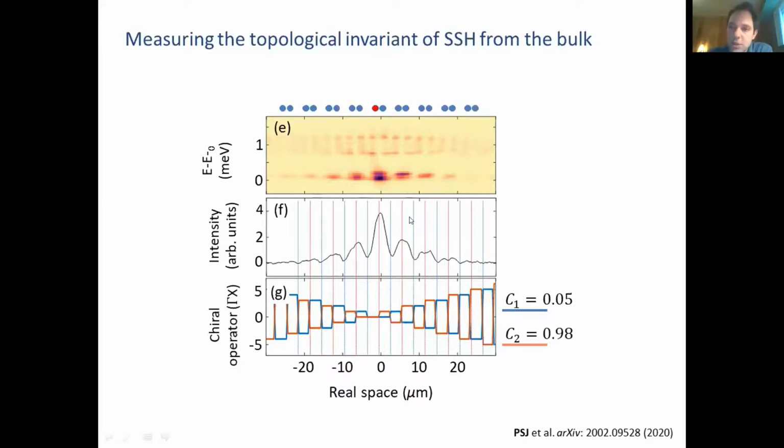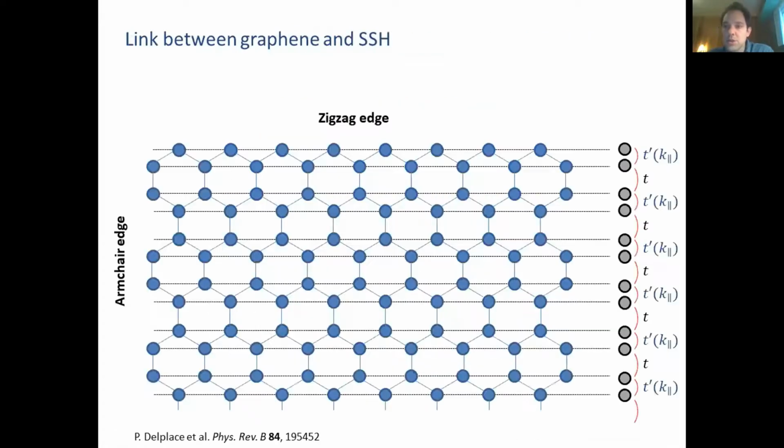So this is really showing you how we can extract this value of the topological invariant using this technique of the mean chiral displacement. So now the idea is to extend this technique to a graphene lattice. And we know that there is a really strong connection between graphene and SSH.